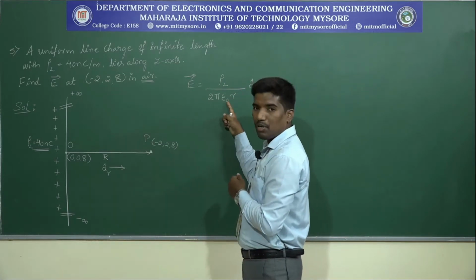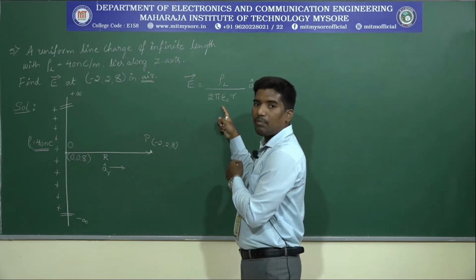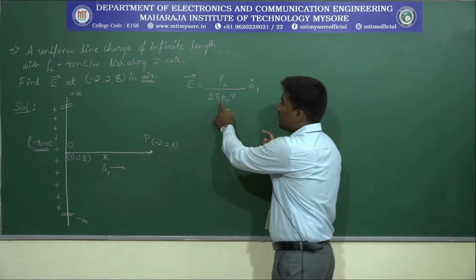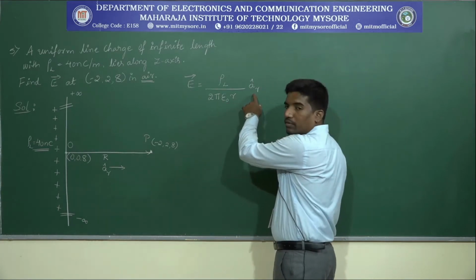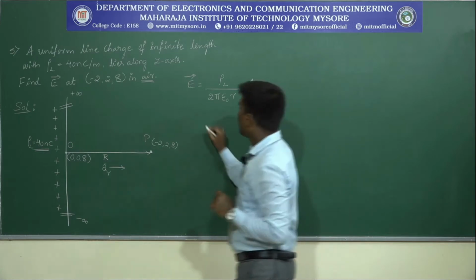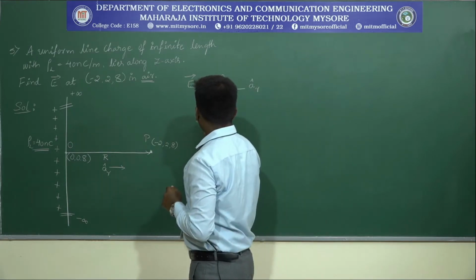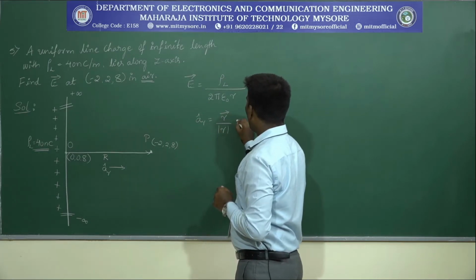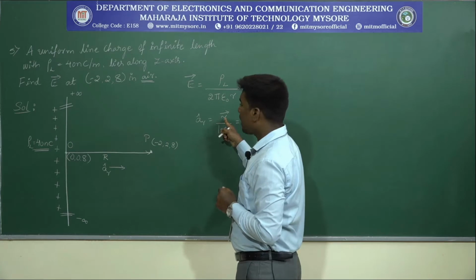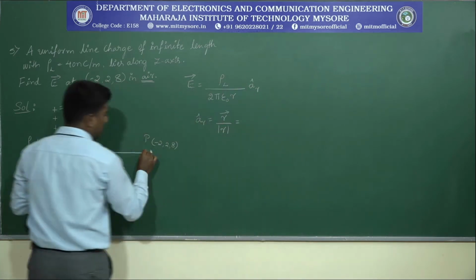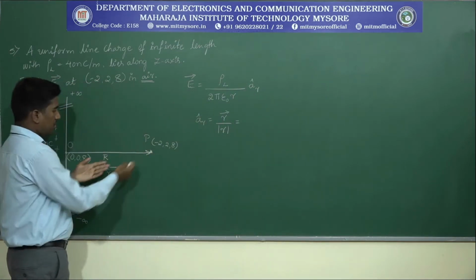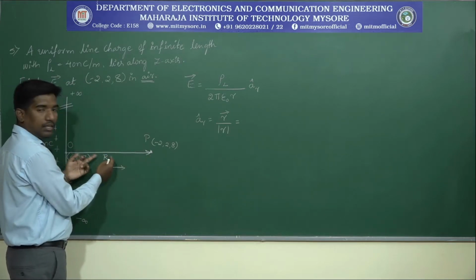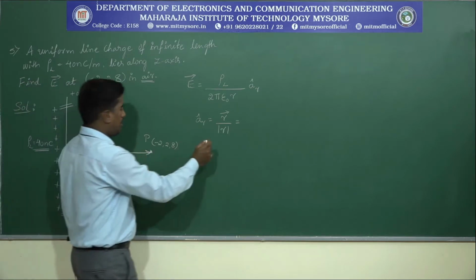What is the value of epsilon naught? It is 8.854 into 10 power minus 12 farad per meter. We don't know the unit vector a cap R, so we need to find it. A cap R is equal to the vector R divided by the magnitude of R. How to calculate this vector R? As in the previous problems, we use the rule tip minus tail to calculate the length of this line segment.